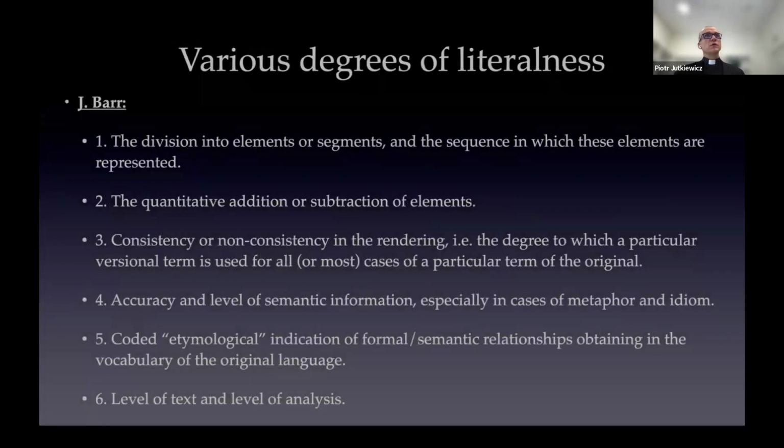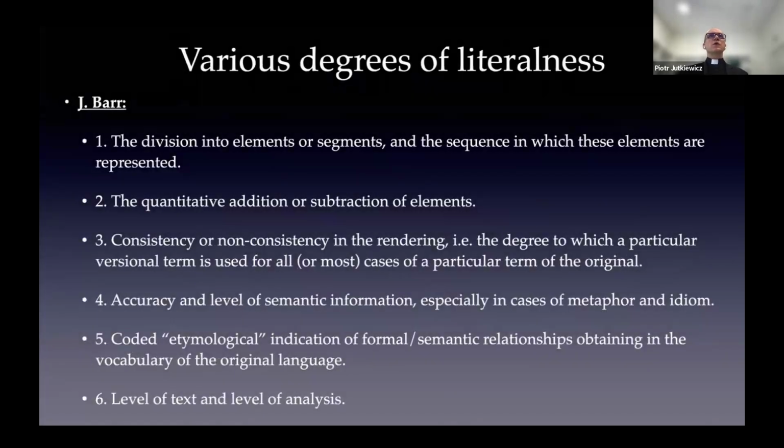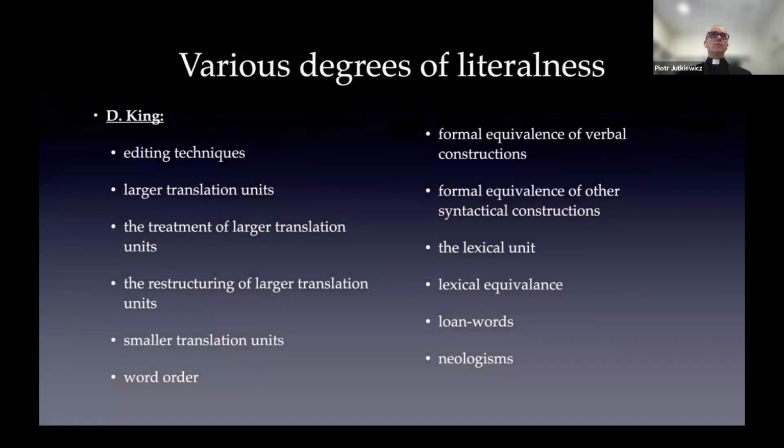Barr proposed 6 criteria for the analysis of the Greek translations of the Greek Bible. Daniel King is even more meticulous in his analysis, combining Brock's and Barr's proposals into a 12-criterion set.